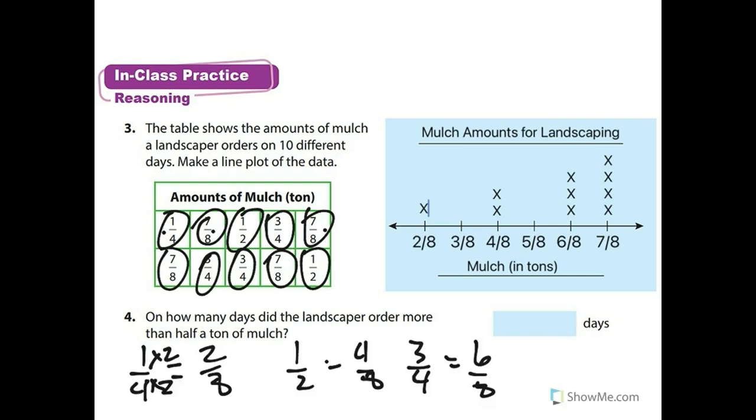Number 4 says, on how many days did the landscaper order more than half a ton of mulch? Well, 4/8 is half. So all these would be more than half. So that would be 7 days. All right, so using our brains, right?